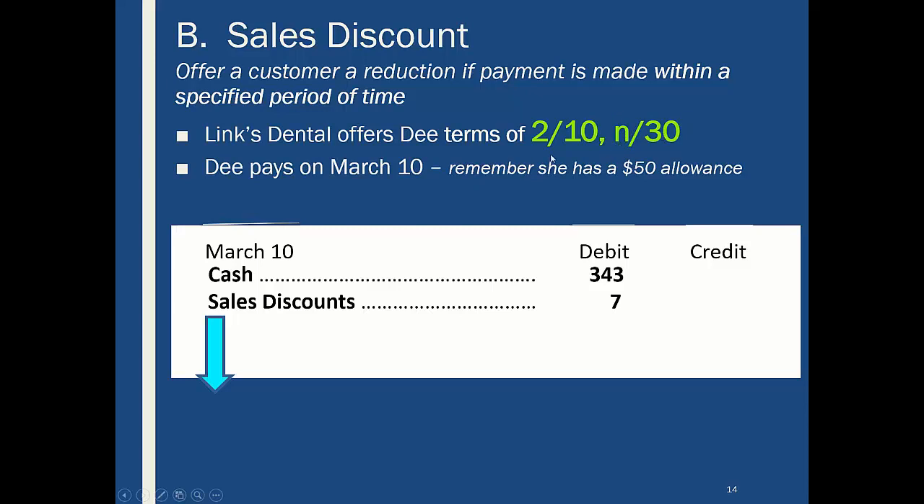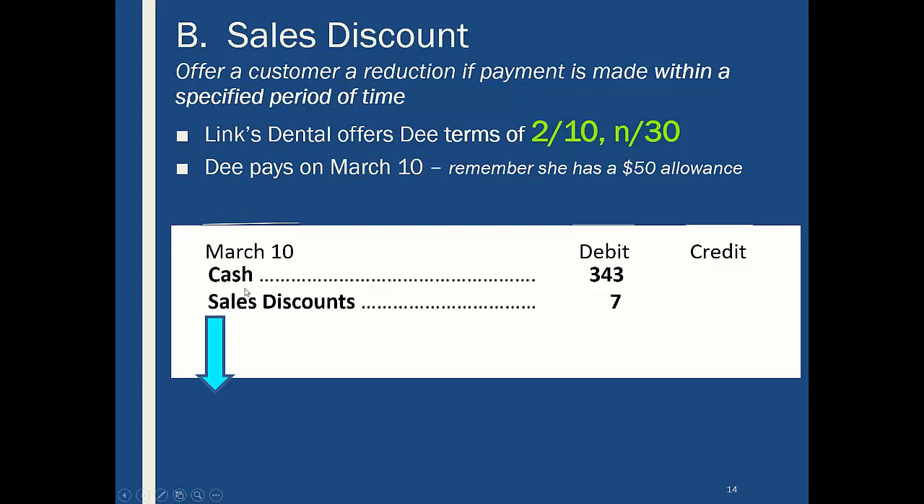So this could be different numbers. It doesn't always have to be 2/10 net 30. It could be 3/15 net 60 or whatever. So the 2 represents the amount of the discount. The 10 says if you pay it within this amount of days, you get this discount. If you pay it past the 10 days or the 15 days or whatever number this is, it's still due within whatever date this is.